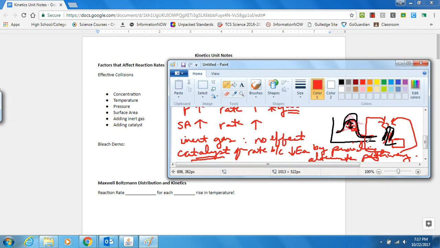So I hope this was a little bit helpful for the factors and how they affect reaction rates. I know in the notes I have something about a bleach demo. We're actually going to do a lab later on when we're working with kinetics and bleach, and so you will actually see that demo by doing it yourselves.